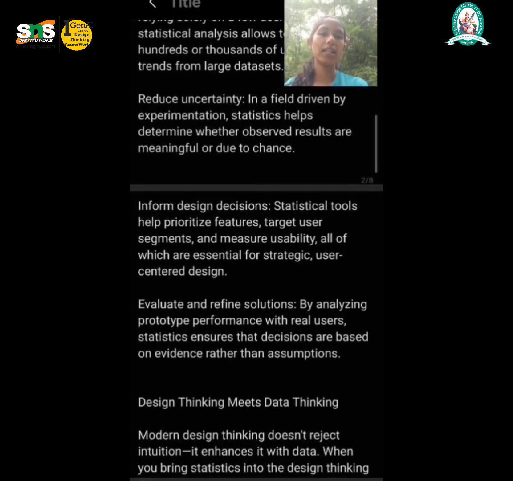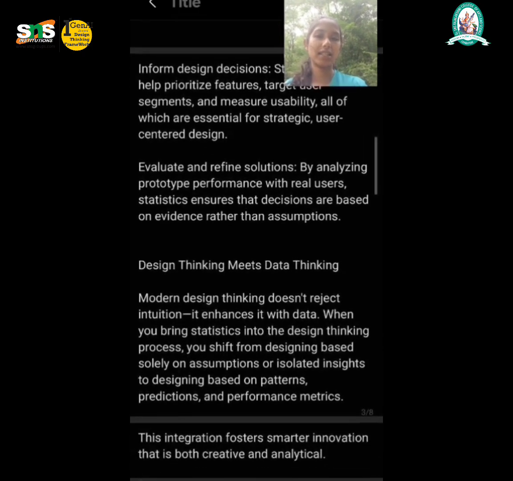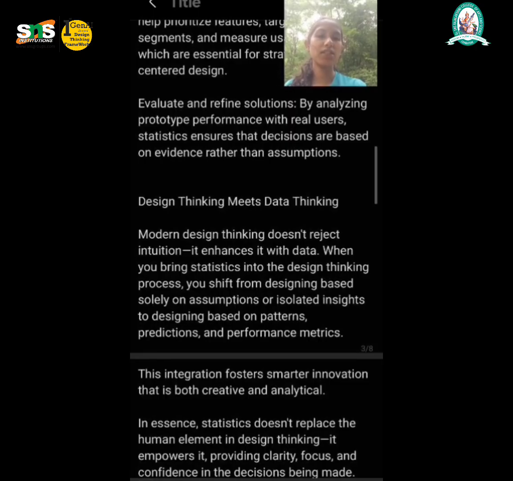Inform design decisions. Statistical tools help prioritize features, target user segments, and measure usability, all of which are essential for strategic user centered design. Evaluate and refine solutions: by analyzing prototype performance with real users, statistics ensure that decisions are based on evidence rather than assumptions.